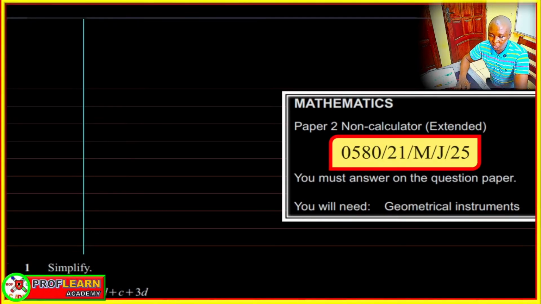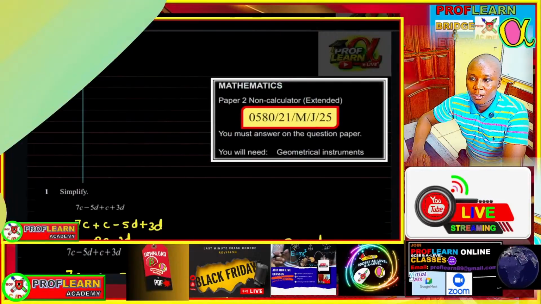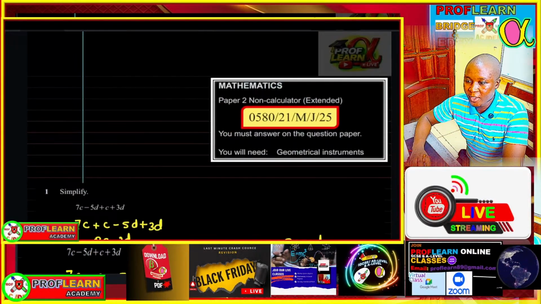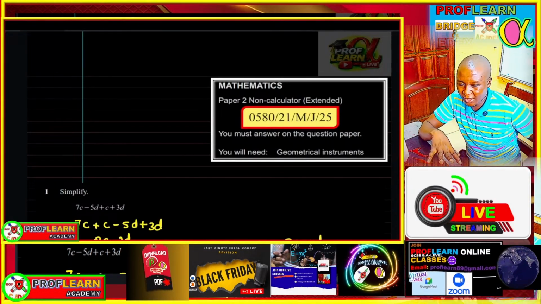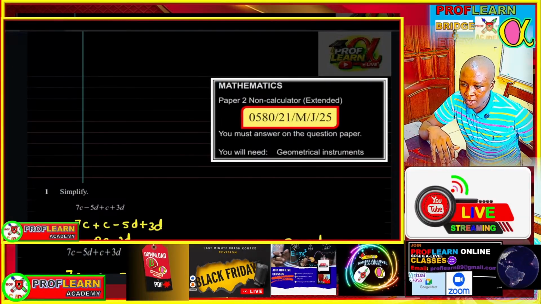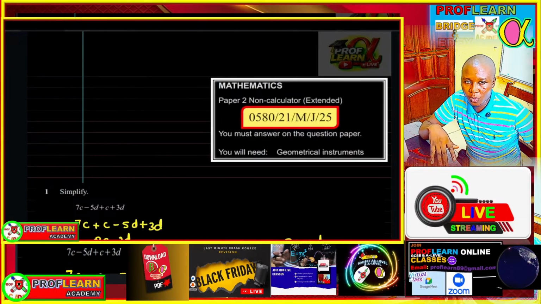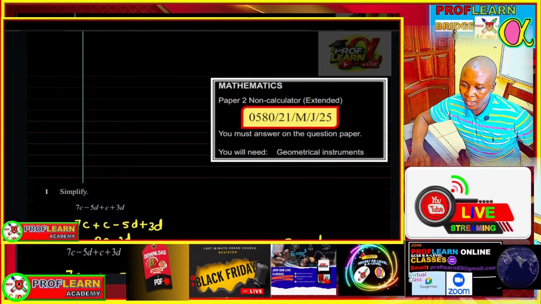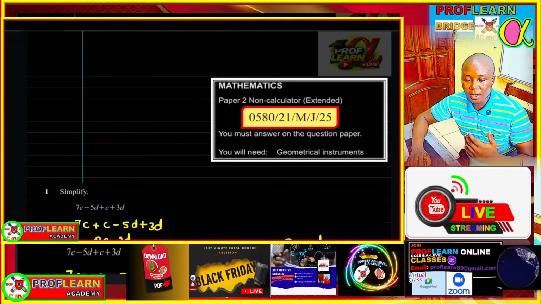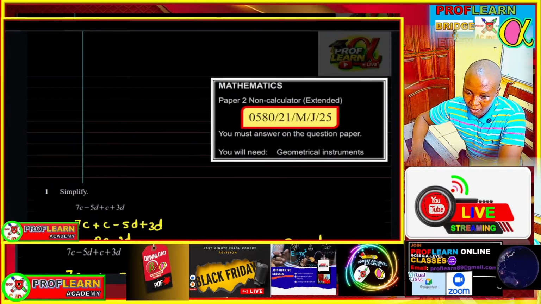In this particular tutorial, we are going to have a discussion on May-June 2025. We are going to discuss some of the areas that candidates had to prepare for in the May-June exams, paper 2, the non-calculator paper. So we're going to have a candid discussion on how candidates were supposed to approach different questions so that you can be in a position to prepare for your coming exams.